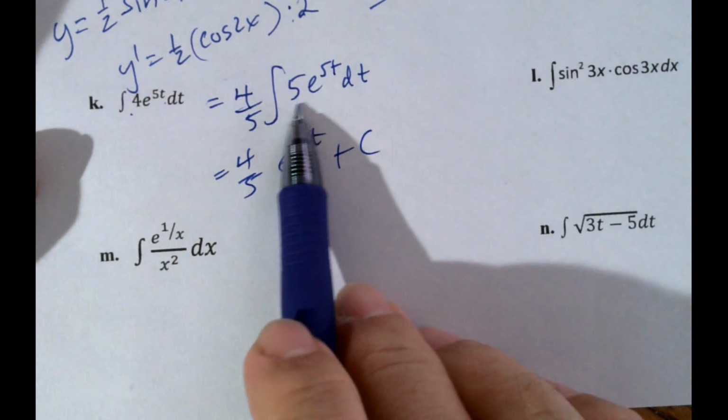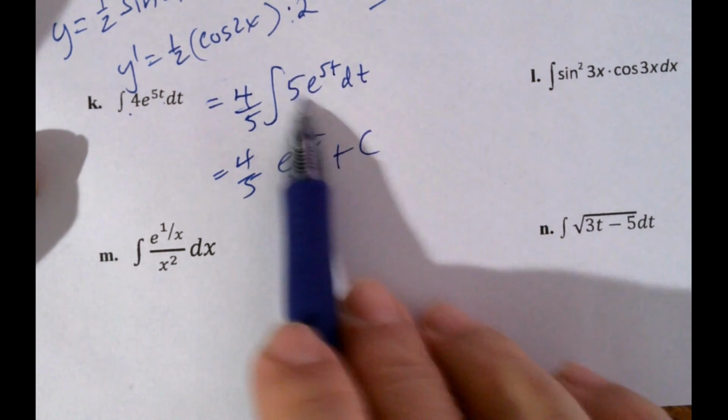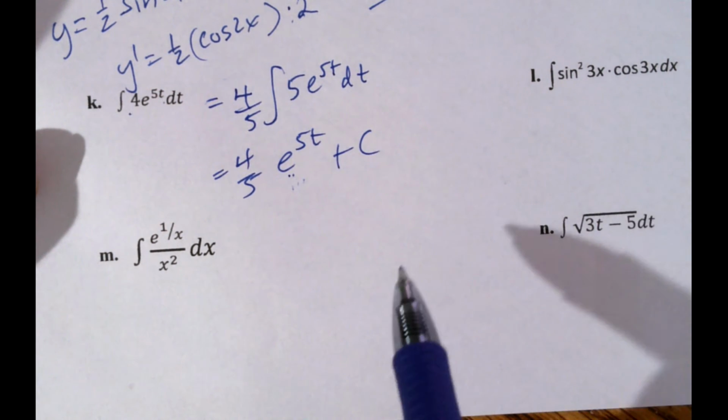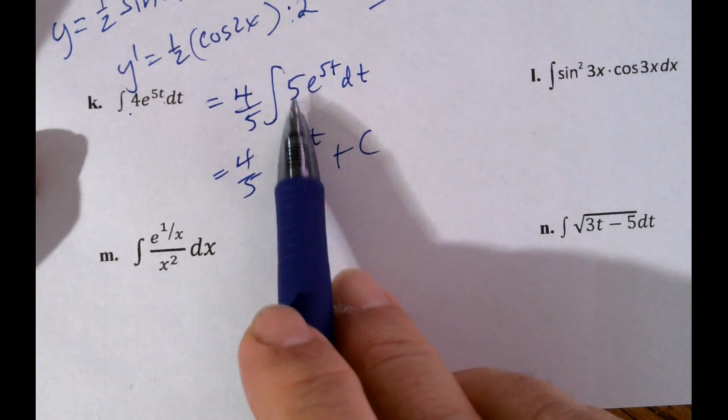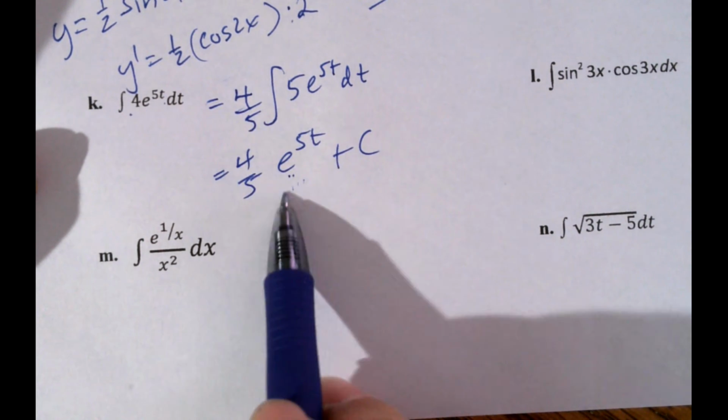Because now I have the pattern here, so I just integrate that. Integral of 5e to the 5t is e to the 5t. All right. Compensated for the 5 I stuck in by putting the 5 in the denominator here, and that 4/5 sticks around to the end.